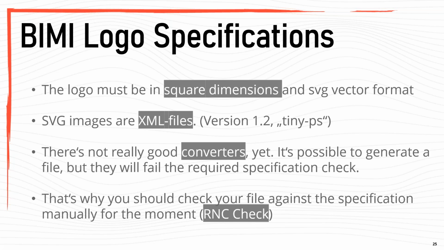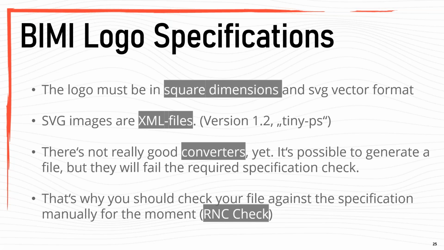First of all, the logo must be in square dimensions, and also without a fixed pixel size. So it should be a vector graphic format, and the difference to a pixel-based format is that vectors can be scaled big or small, and the quality is still perfect. So we are speaking with coordinates. SVG images are XML files. So in the end, we describe the image. We don't say each pixel is like this, yellow, blue, whatever. We describe the shapes of our logo.